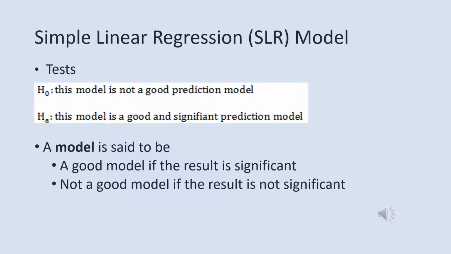Since simple linear regression is an inferential statistic, you will also be using a model that includes your hypotheses. So you will hypothesize that the model is a good and significant prediction model, and then your null hypothesis is this model is not a good prediction model. And a model is said to be a good model if the result is significant and not a good model if the result is not significant. This is another thing that will come up later when you're discussing your results.